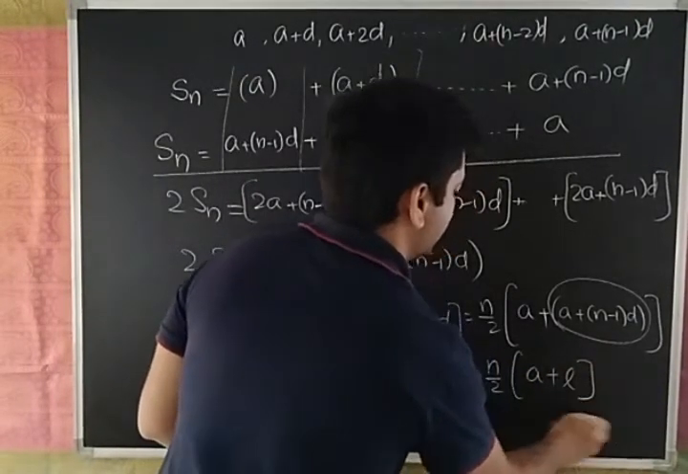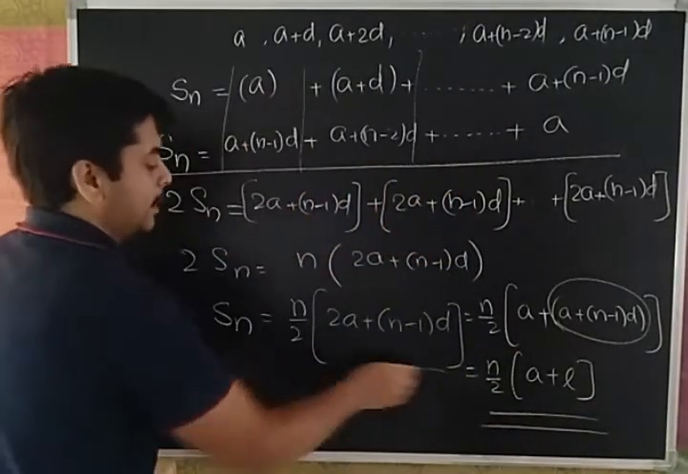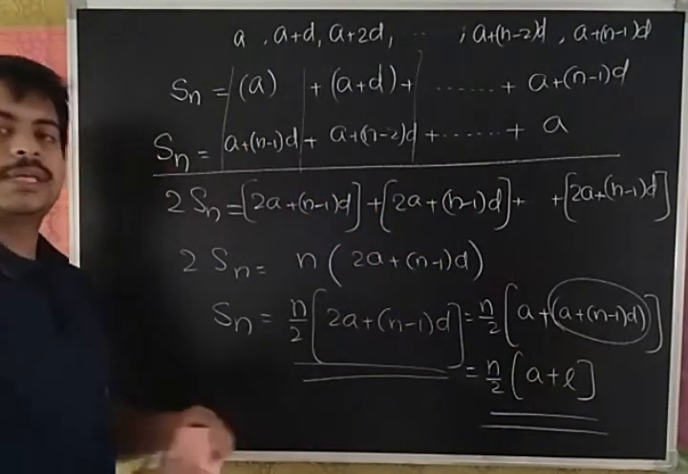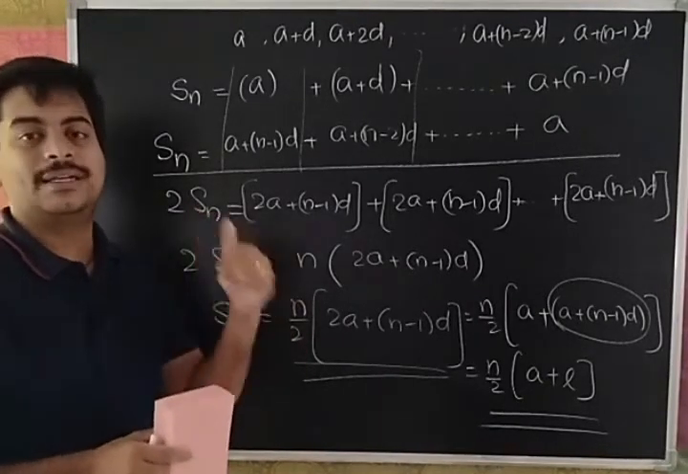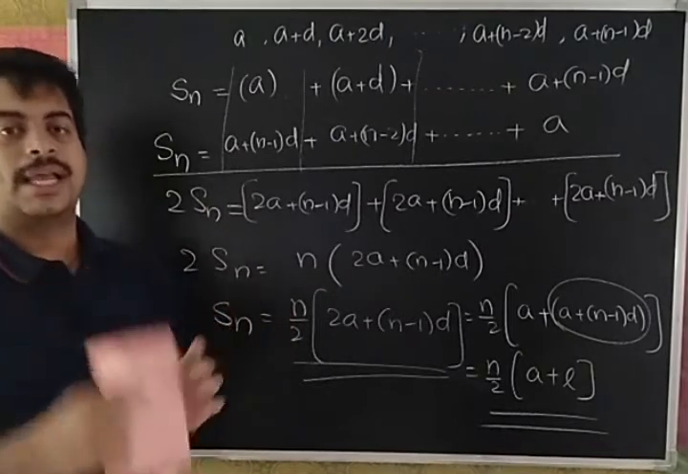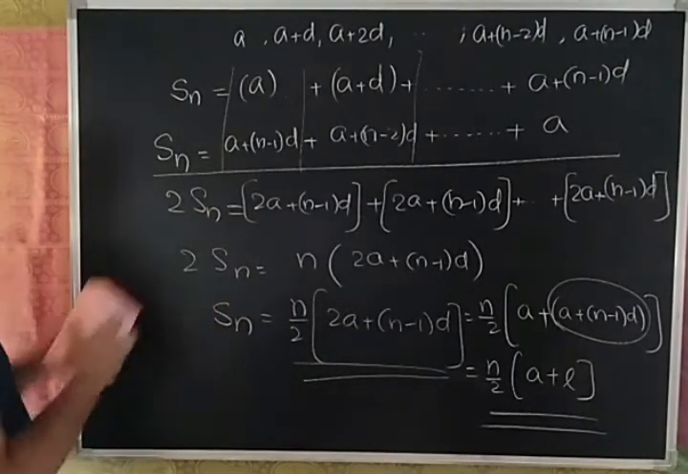Even this formula can be used, or this formula can be used. Both are the same. This is the formula to find the sum of first n terms of an AP. Let us see some examples and then you will understand better.